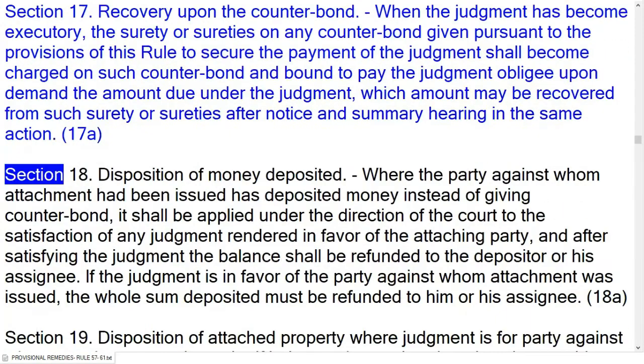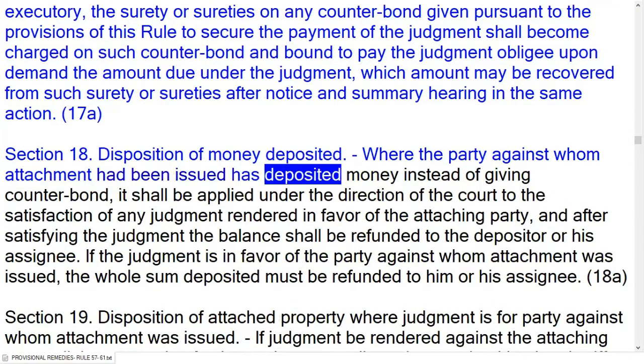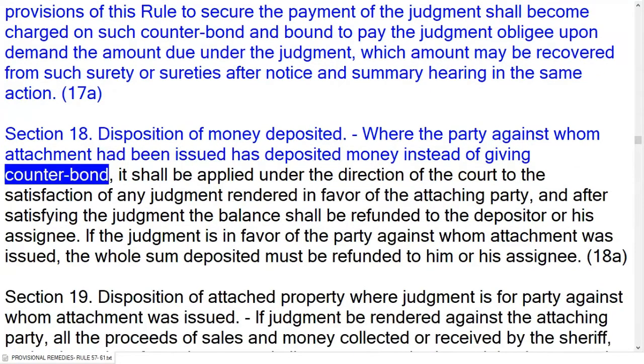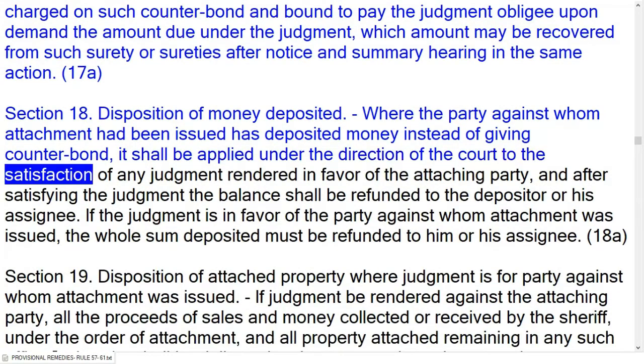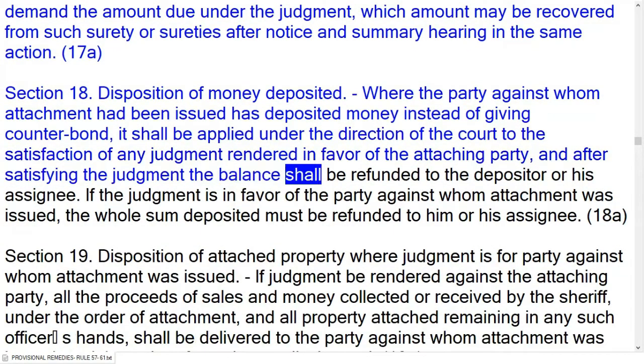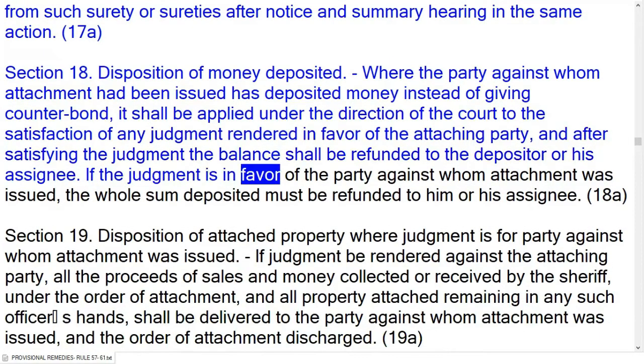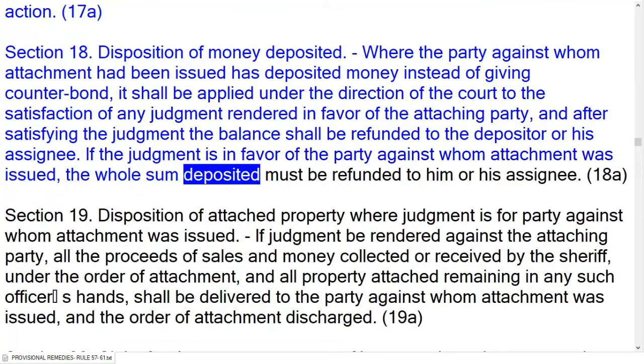Section 18. Disposition of money deposited. Where the party against whom attachment had been issued has deposited money instead of giving counter bond, it shall be applied under the direction of the court to the satisfaction of any judgment rendered in favor of the attaching party, and after satisfying the judgment the balance shall be refunded to the depositor or his assignee, if the judgment is in favor of the party against whom attachment was issued. The whole sum deposited must be refunded to him or his assignee.